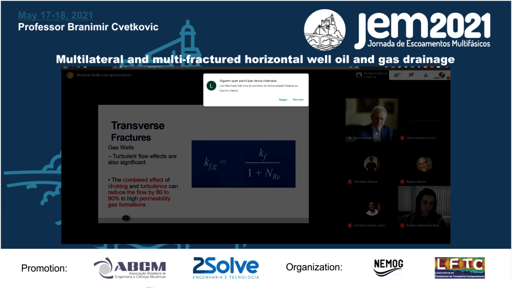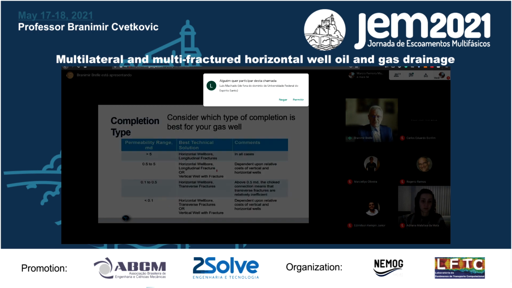And all these slides are, by the way, copied from their work. For a transverse fracture, a gas well can in addition be turbulent, and that combined with the choking effect can reduce fracture productivity by 90%. This is very important. And now we can see which type of completion is suited for the gas well.